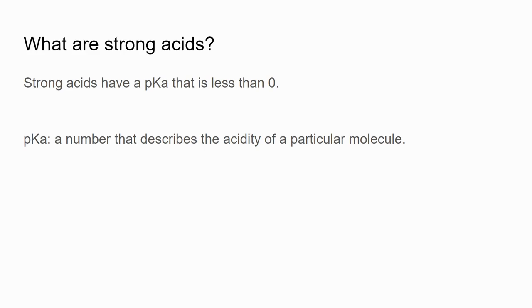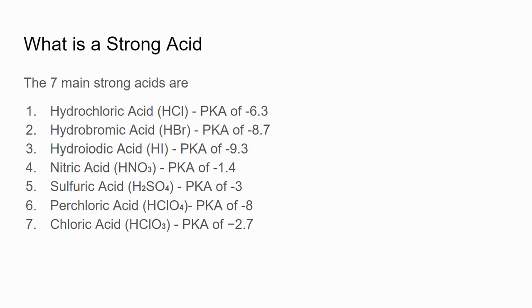But how do we know what the strong acids actually are? So, there are 7 main strong acids. The 7 main strong acids are hydrochloric acid, HCl, hydrobromic acid, HBr, hydroiodic acid, nitric acid, sulfuric acid, perchloric acid, and chloric acid. All of these have the same feature of having pKa's of less than 0, which means they're all classified as strong acids. Hydroiodic acid is the strongest with a pKa of negative 9.3.